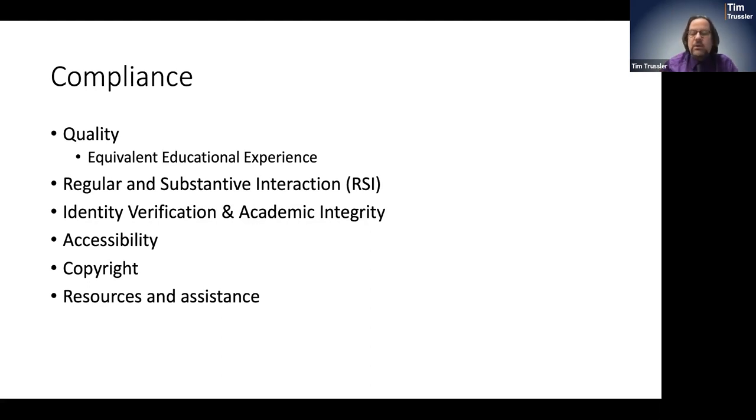We really, really want to stress, we're here to train you, to help you, to be a second set of eyes, to provide resources for you, to give you checklists so you don't have to guess what regular and substantive interaction is, but to say, here is how the Department of Education has defined it. Here's a checklist. If you've got 7 of these 9, you should be in good shape.